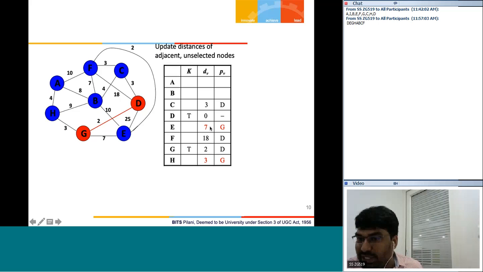Now I say here that E cannot be reached directly from D. What I'm saying is, to reach E, I have to visit G. Divya, you have a very good question. Once this is understood, all my other topics become easy. So don't worry. Okay, very good question. 2 plus 7 is equal to 9. Very good question. Okay, very good.